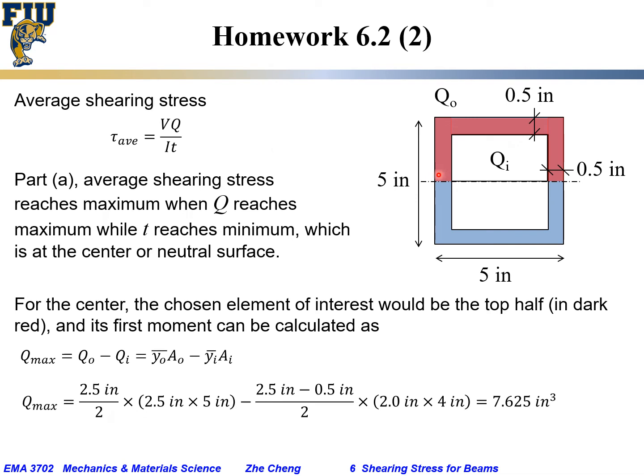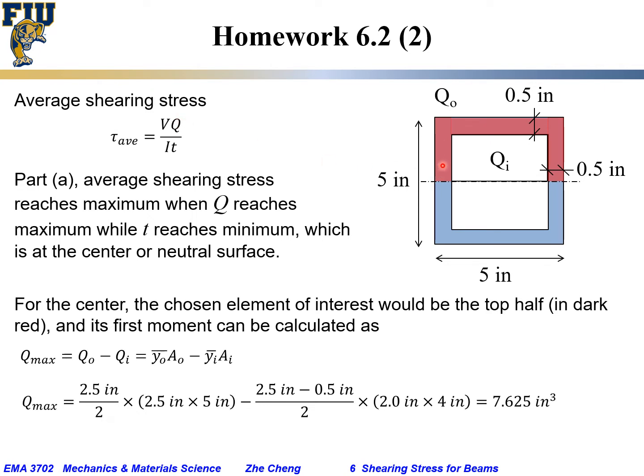And T, if we look at it, because of symmetry, it will be uniform from here to here, and another uniform from here to here. So T would be this plus this, or 0.5 plus 0.5, 1 inch.